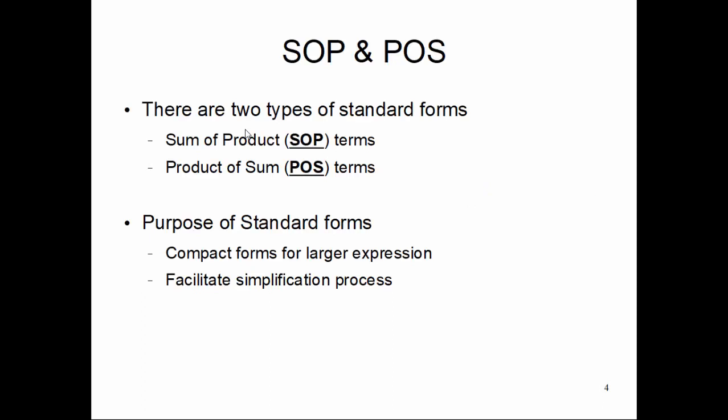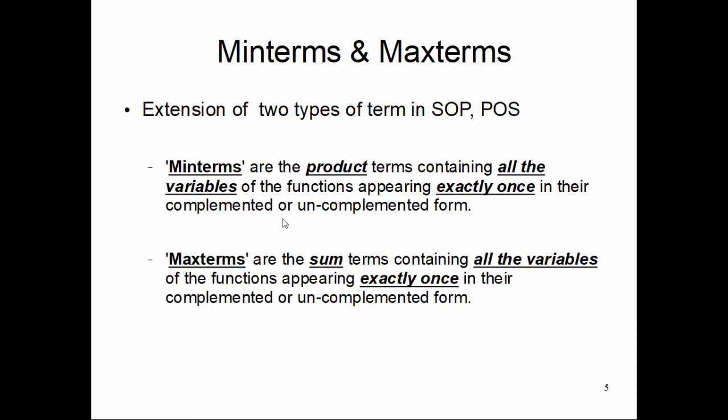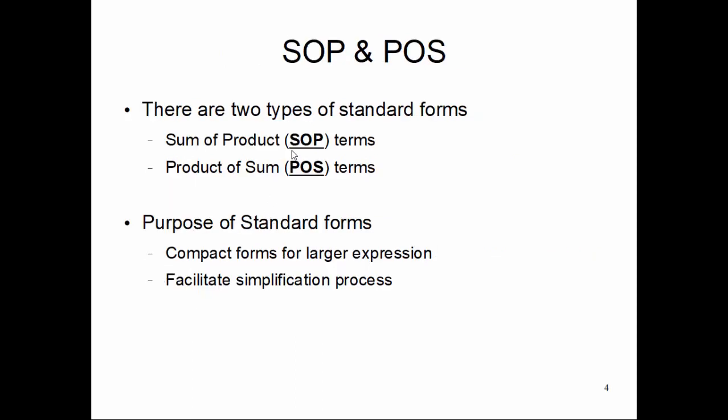Let's talk about standard forms. There are two types of standard forms: sum of product, or SOP, and product of sum, POS. Whenever we refer to the term SOP, it will mean sum of product, and POS, product of sum. Just to note that in this class we'll be focusing more on SOP, because we later establish that if we can handle SOP, we can handle POS kind of automatically.